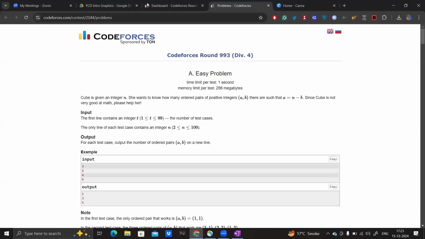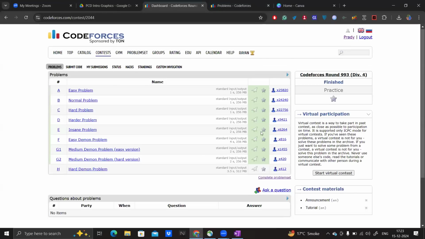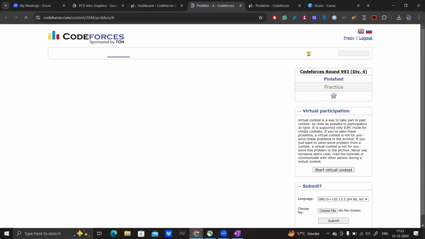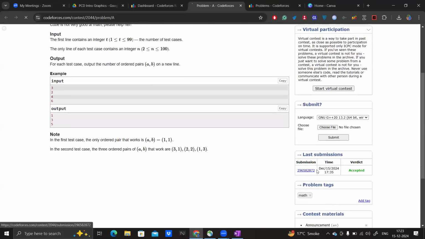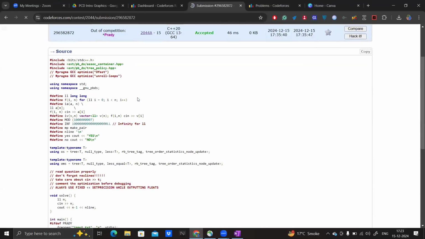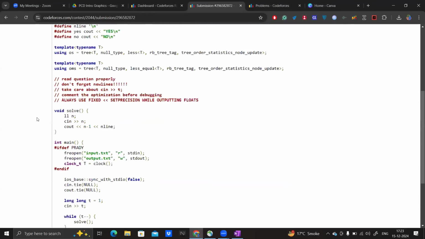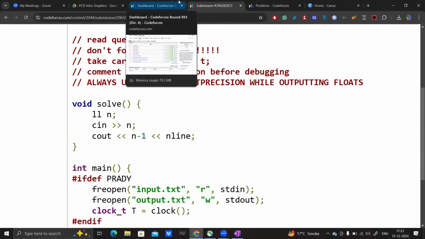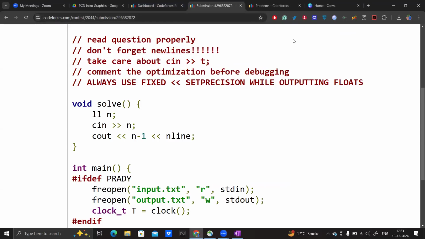So this was the first question. I'll just show you the code, even though it's not necessary, I think. Yeah, so this is the code. cin n and cout n minus 1, right? So I don't think anyone has a problem with this.